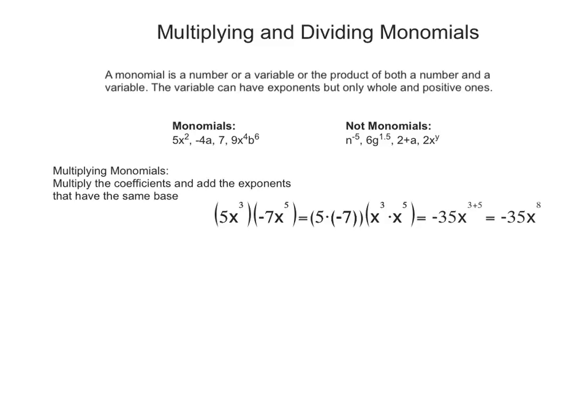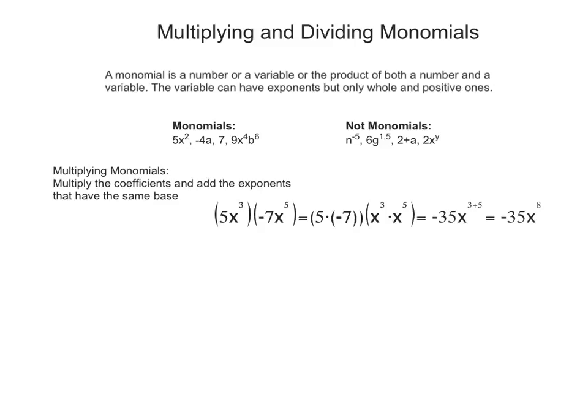To multiply monomials, you need to multiply the coefficients and add the exponents that have the same base. We learned in the other lesson that when you have the same bases raised to a power and they are multiplied, you simply add the exponents. So let's look at this example. I have 5x to the third power times negative 7x to the fifth power.